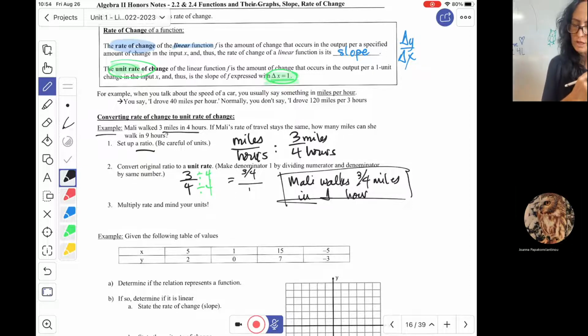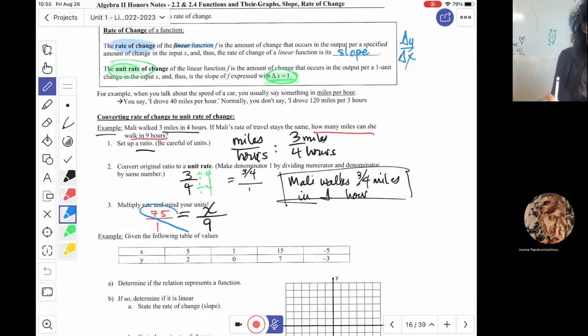So how many miles can she walk in 9 hours? What could I do? I could take this 3/4 and convert it to 0.75. If it's easier for you to work with decimals, I don't care. So she walks 3/4 of a mile in 1 hour. How many miles does she walk in 9 hours? How would I solve for x? Multiply across the equality sign.